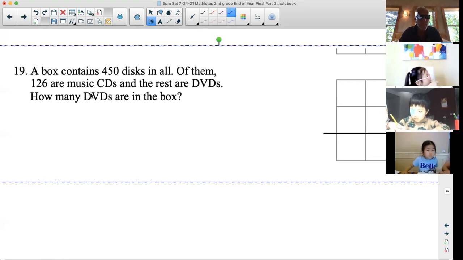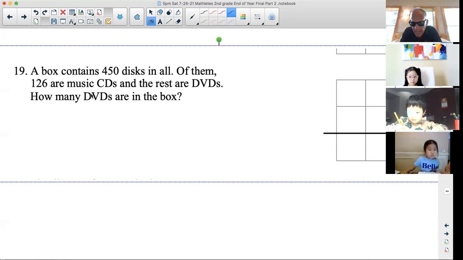Okay, everybody. A box contains 450 discs. Of them, 126 are music and the rest are DVDs. How many DVDs are in the box?